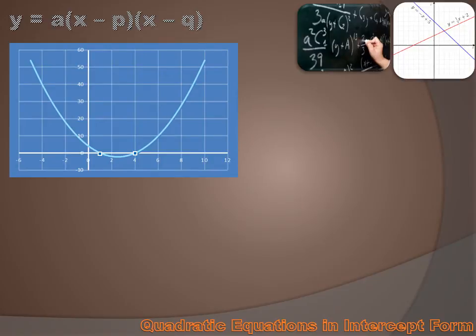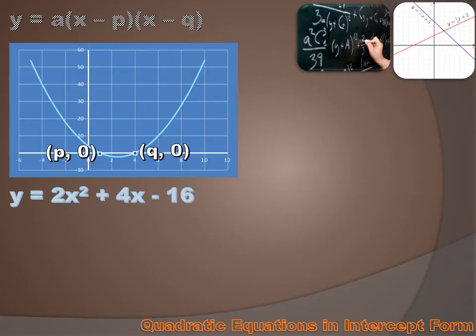And when we graphed the equation y equals a times x minus p times x minus q, we discovered that there were 2 points where the graph crossed the x-axis. P,0 and Q,0. P and Q are the roots of the equation. P and Q are the x values when the graph crosses the x-axis.